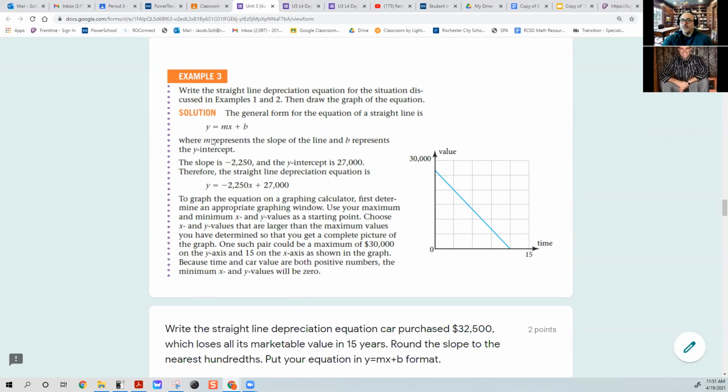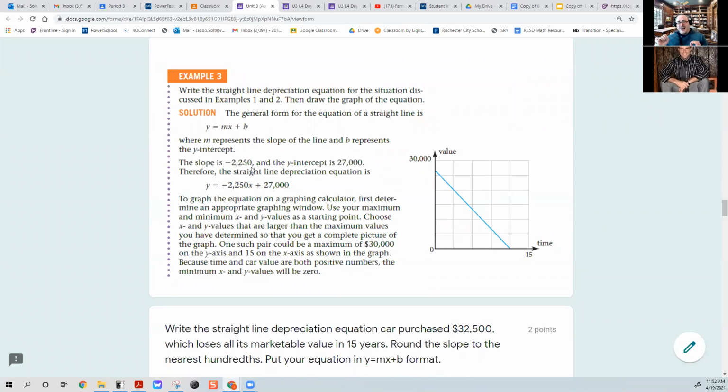Where m, hopefully you remember this, m is the slope. M is the slope of a line, that's what we just calculated. And then b represents the y-intercept, right? So the m determines how steep this line is, and the b determines where the line touches the y-axis. So in this case, what we're working with, we have the slope is negative 2,250.